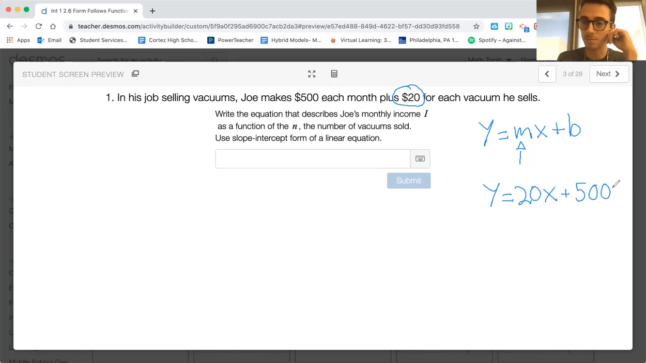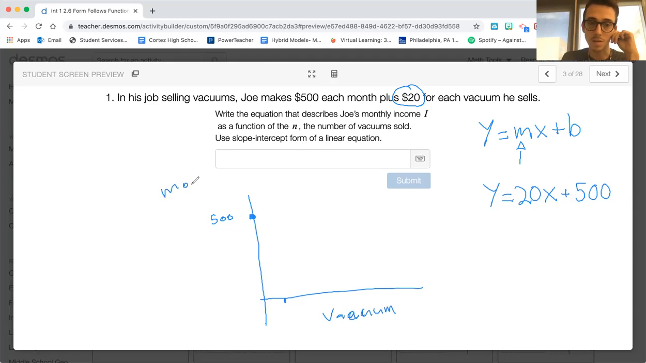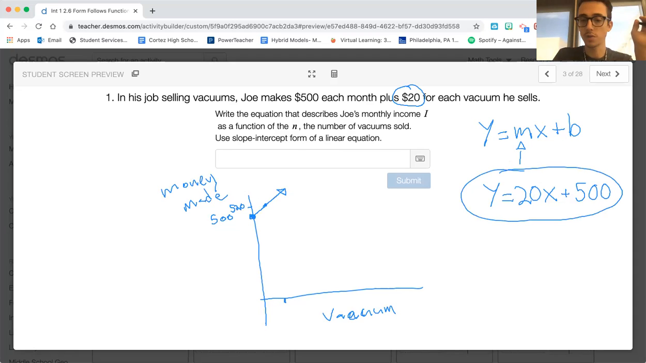Hopefully you're saying 500. If we graph this out, this would look like this, starting at $500 at the very beginning, before selling any vacuums. I won't draw graphs for all of these, but I think this first one's good. This will be money made. Every time we sell a vacuum, we go up $20, and that's going to keep on going. So just like that. So this is our equation. This is a quick sketch of the graph, so on and so forth. Makes sense to me.